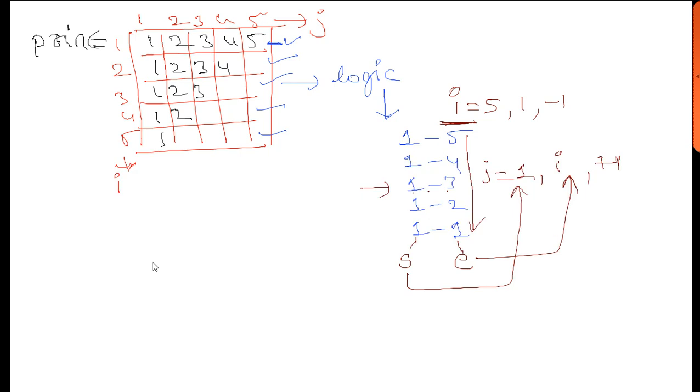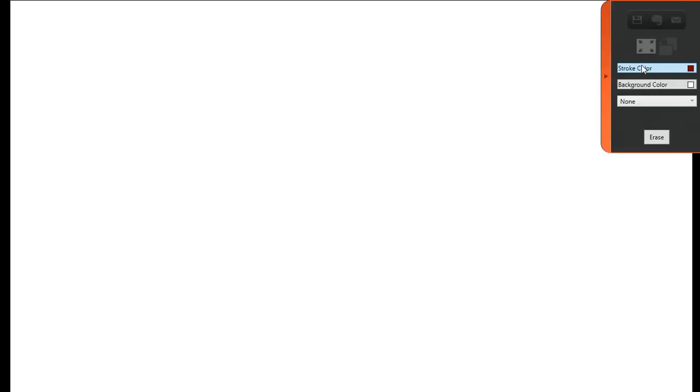Next program that I am going to explain here. Suppose I am going to write like this. Let me change the color once again. Now what you have to print is 1, 2 1, 3 2 1, 4 3 2 1, 5 4 3 2 1.